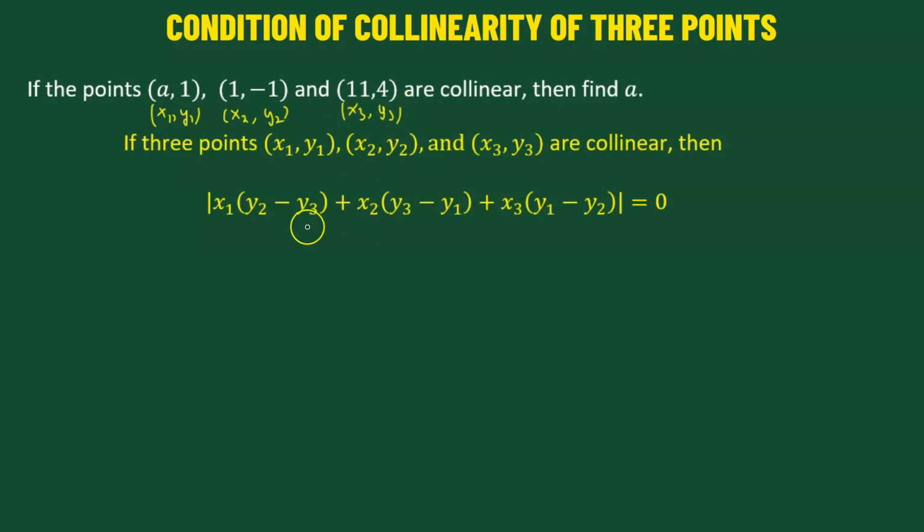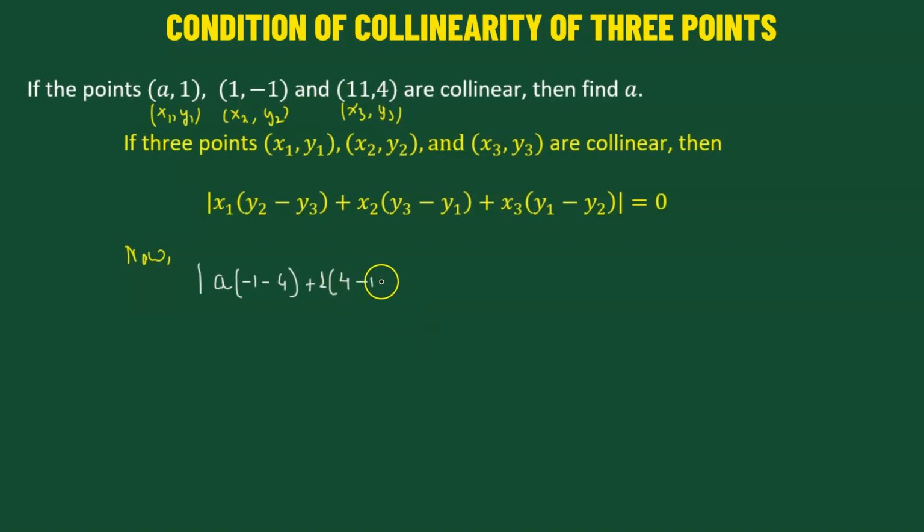Now what we'll do, we'll substitute these values into the given equation such that we now get the absolute value of x1. So x1 will be a, we have a multiplied by y2 minus y3. So that's -1 minus 4, added to x2. So x2 corresponds to +1, so that's multiplied by y3 minus y1, so that's 4 minus 1.